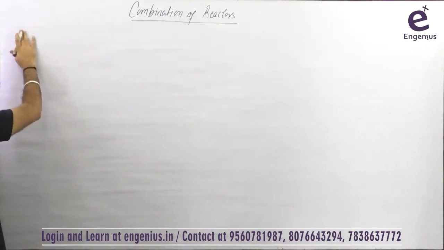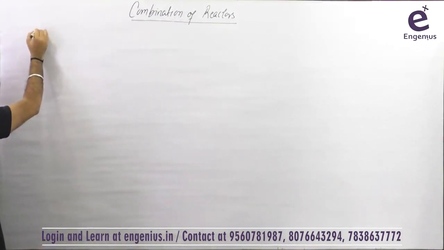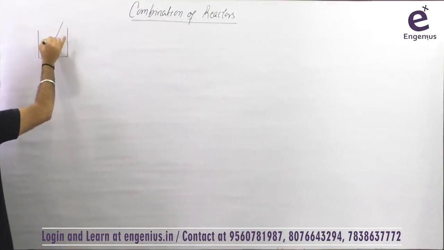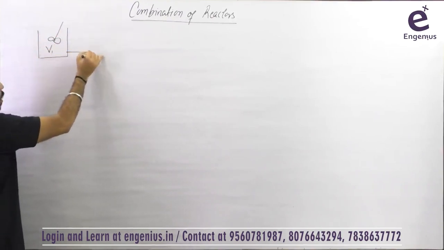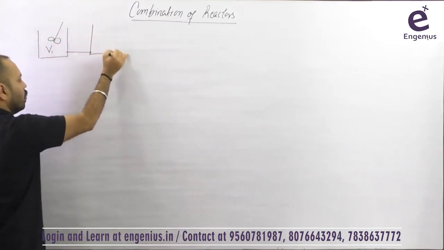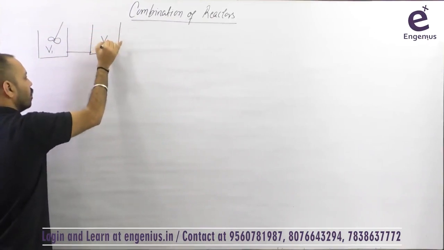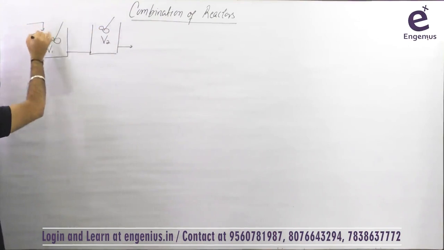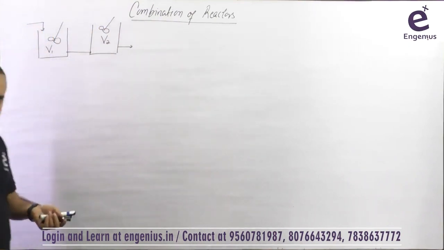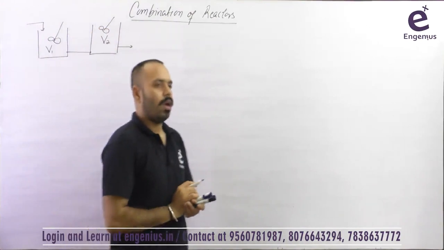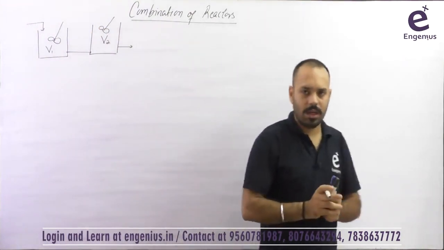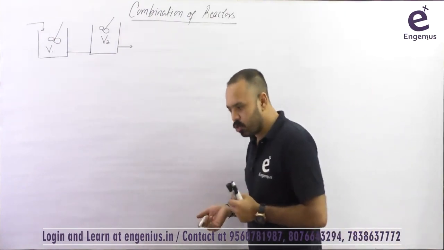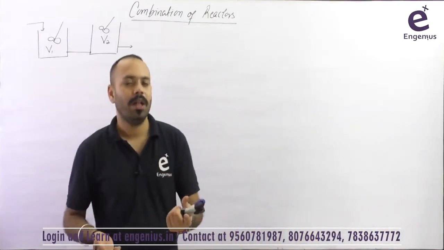Suppose I am having two reactors, two reactors having volume V1 and volume V2. They are having different volumes, connected in series. Fine. Now, how should they be arranged? Getting my point? I'm talking about arrangement. How should the reactors be arranged so that they are giving you higher conversion?